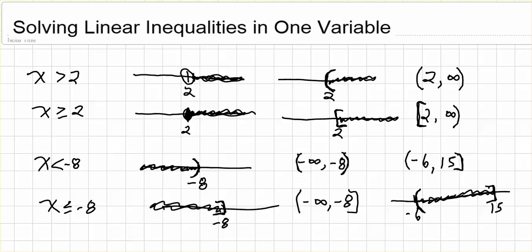So this is how we can graph linear inequalities in one variable. We use a number line, and we can either use an open circle or a closed circle, or we can use parentheses when we don't want to include that point in our range, or brackets when we do want to include it. I hope this is helpful.